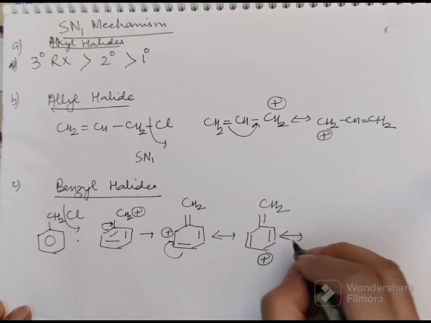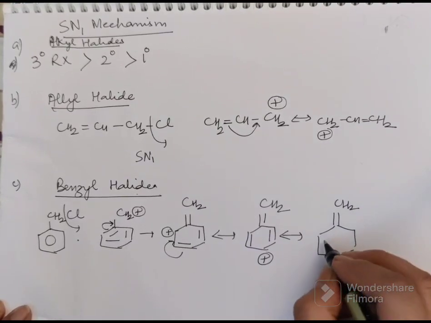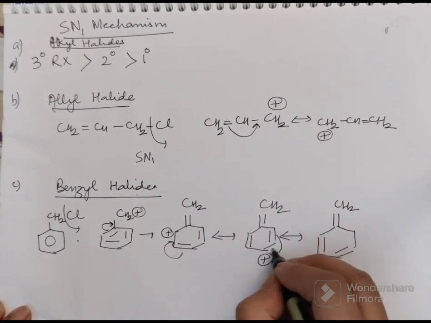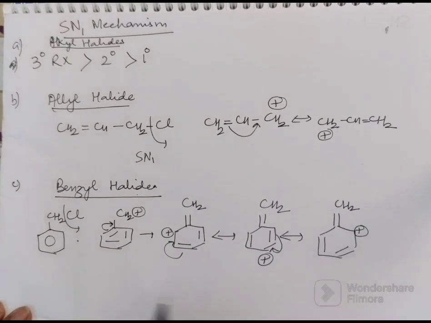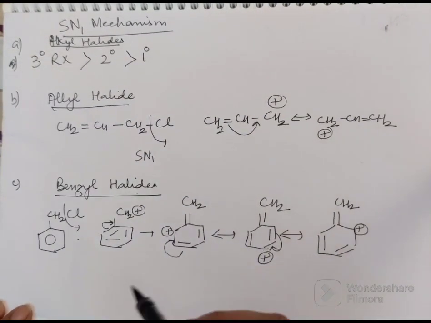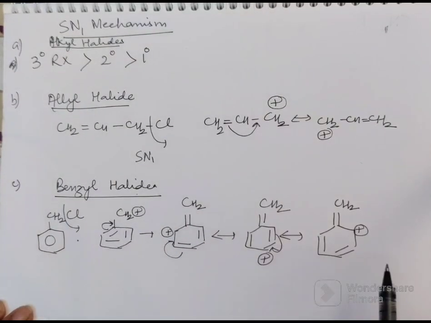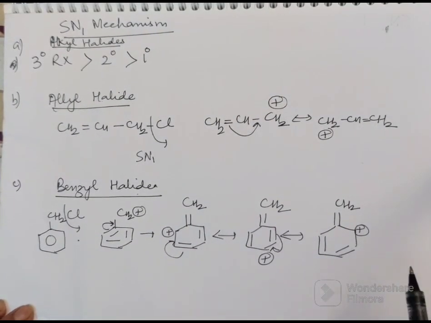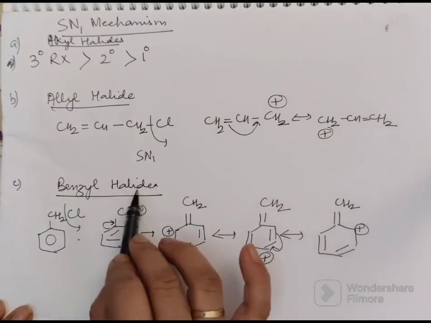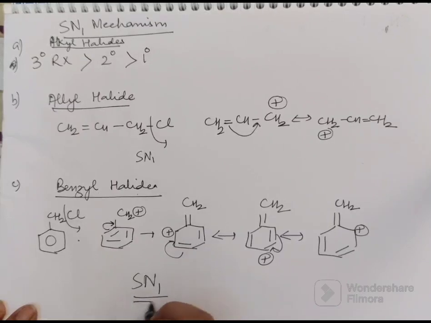This we have already done in class 11. It will give these stable carbocations. Again, this comes here, right? So the benzyl carbocation is also resonance stabilized. The more benzene rings are attached to the carbon atom, the more resonating structures there will be, and the more stable that group will be. So benzyl halides will also readily and very happily give the SN1 mechanism.